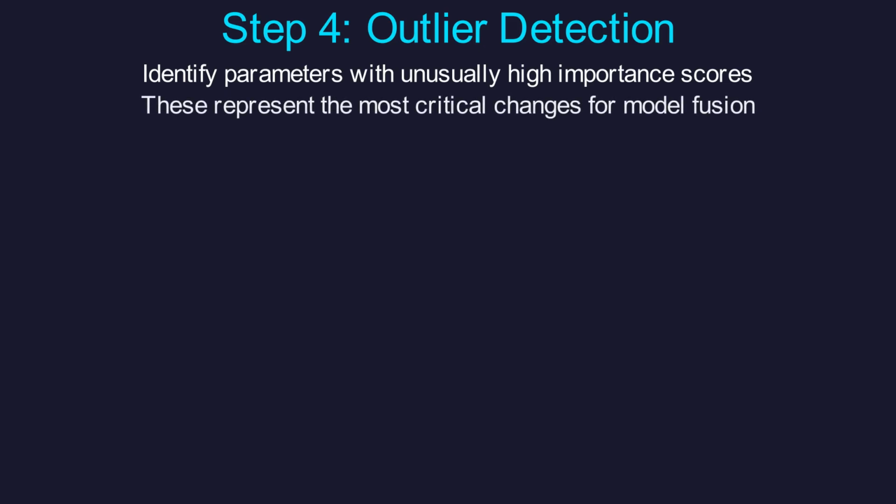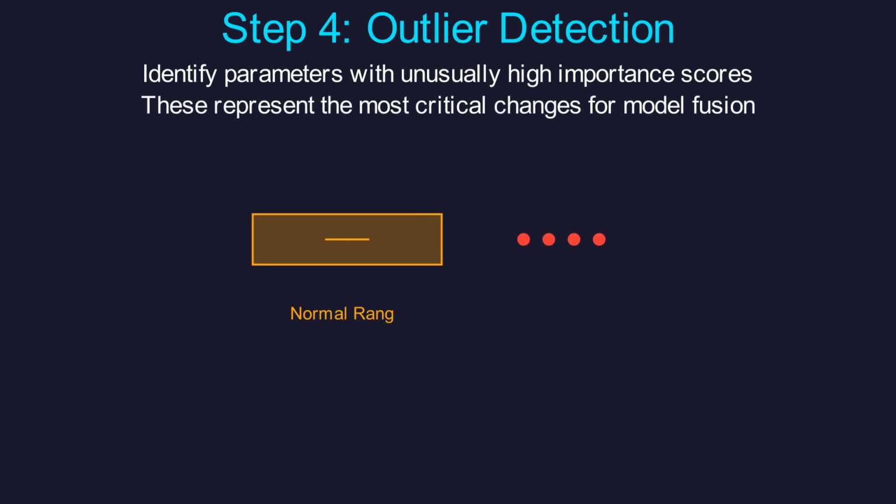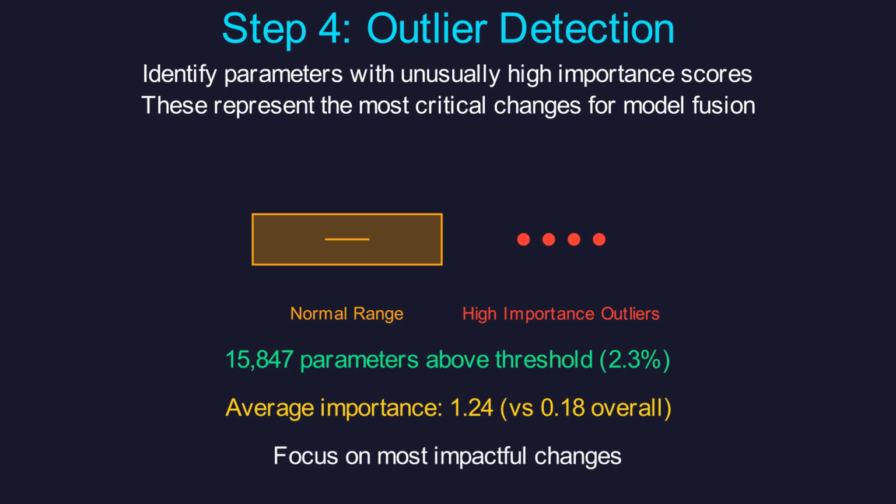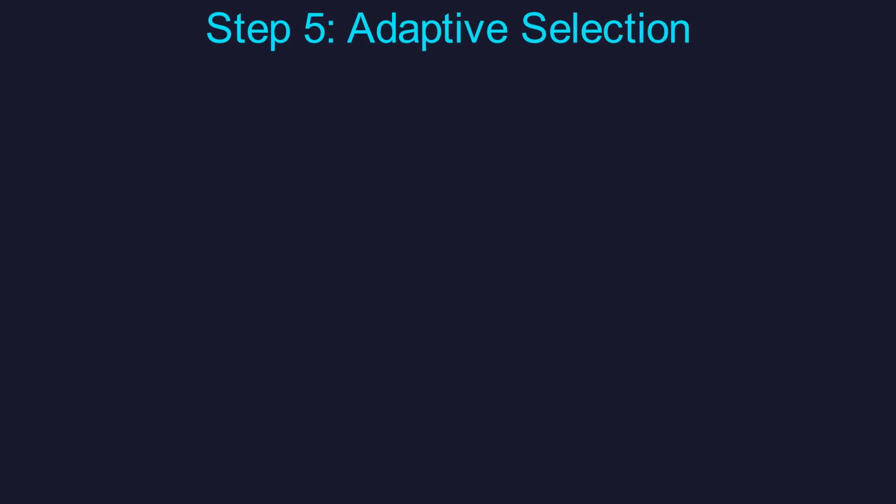So the next step is to look at outliers. Outliers are generally not what we want, but in this case, they are the ones we want. So any of those very high importance parameters are the ones we are going to apply. And generally, it's really a fraction of the model, and they have crazy high importance scores. And the goal, again, is to focus on those most important changes and ignore anything else.